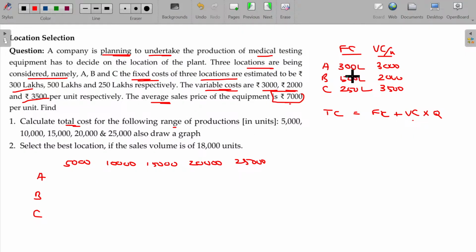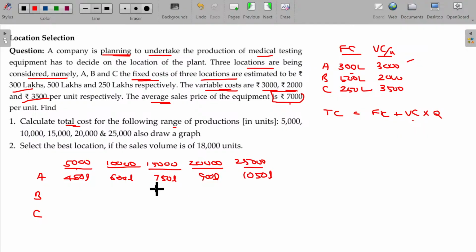For A, fixed cost 300 lakhs, 5,000 into 3,000 rupees is 150 lakhs. 150 plus 300, 450 lakhs. Am I right? Fixed cost remains the same; for every additional 5,000 units at the rate of 3,000, the additional variable cost is 150 lakhs. So from 5,000 to 10,000, we need to incur only the variable cost, 150 lakhs. So 450 plus 150 is 600 lakhs, 750 lakhs, 900 lakhs, 1,050 lakhs.